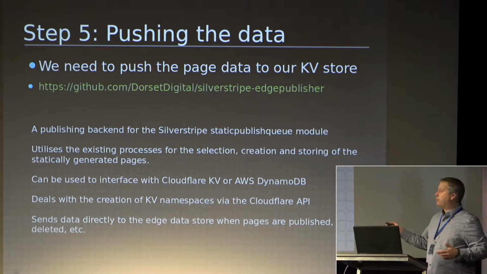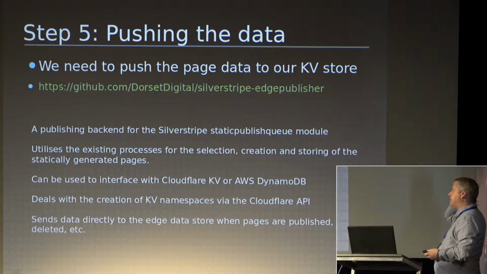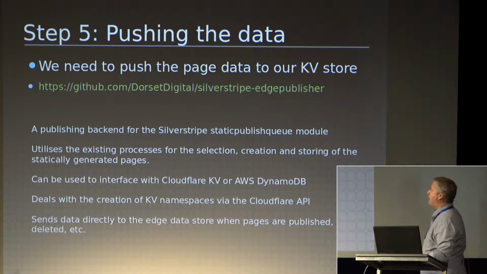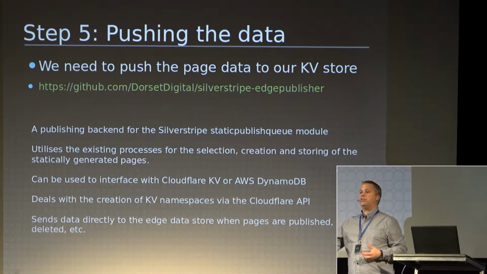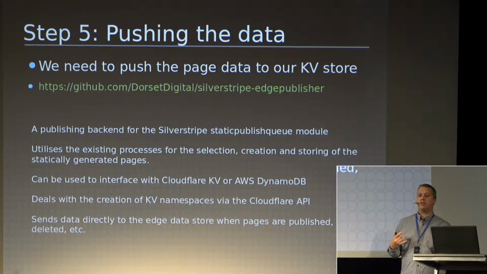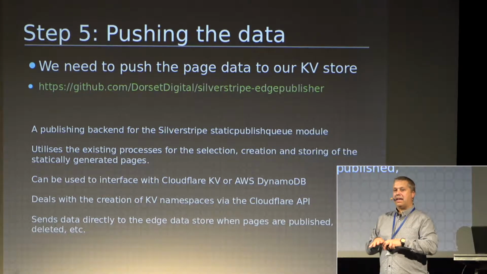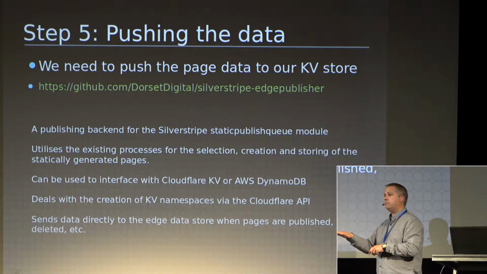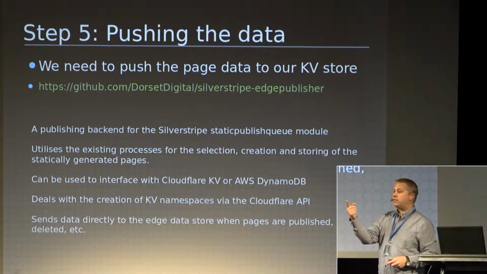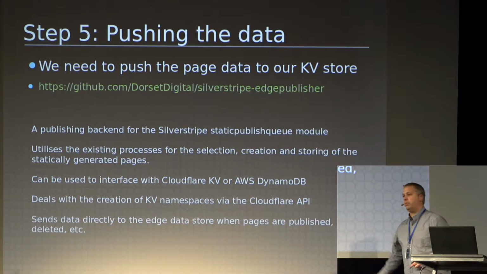We've done a couple of extra things. We can deal with creation of namespaces in Cloudflare, things like that. And importantly, it sends data directly when the pages are published. This isn't a pull device from the edge. The edge doesn't say, oh, give me some data. We're saying, have these pages. Serve these pages from the edge if you can. And the advantage of doing that is one of the big strengths of Static Publisher, which is that you can tell it which pages not to publish.